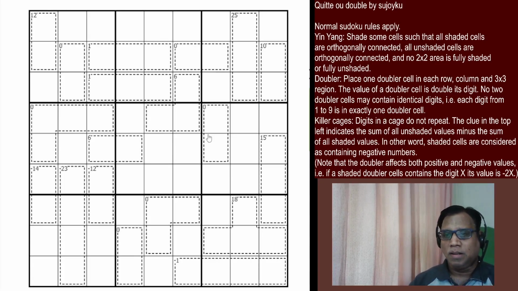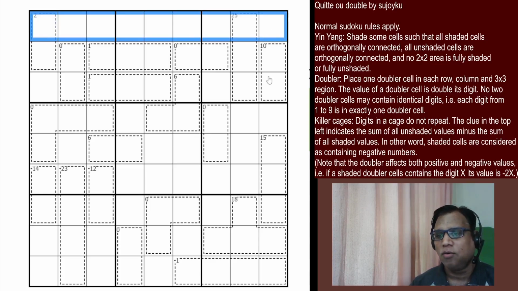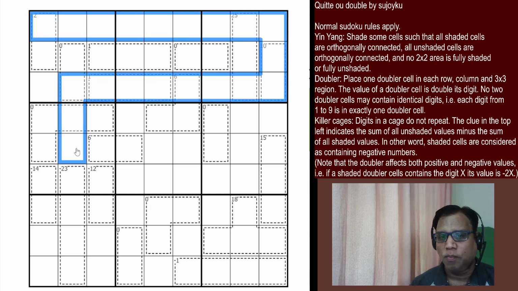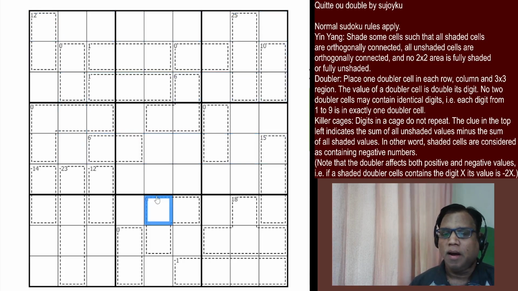Before actually jumping into the puzzle, let's put some ground rules for Yin Yang. Now we know that we have to divide the grid into two parts, shaded and unshaded, without 2 by 2.